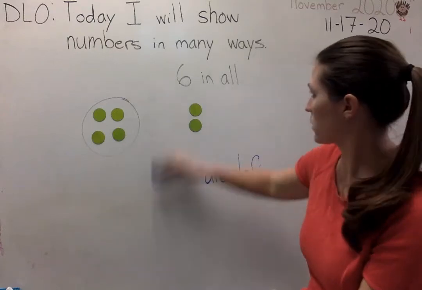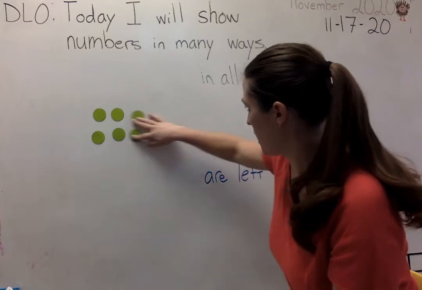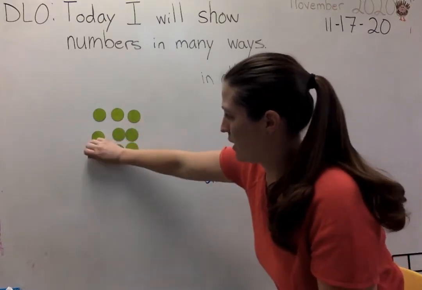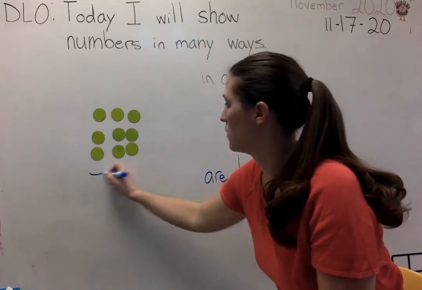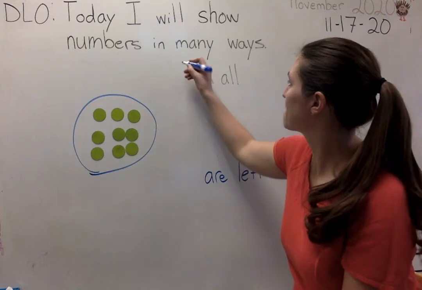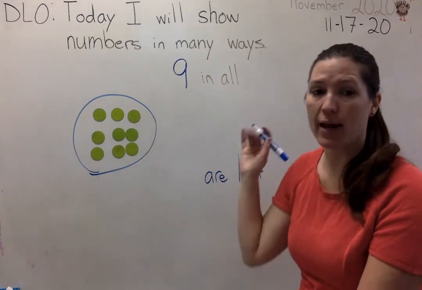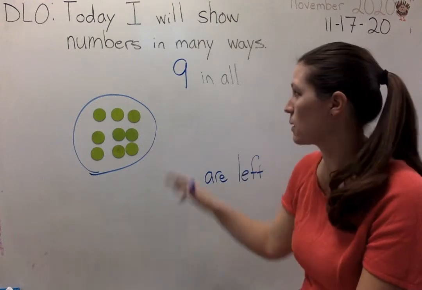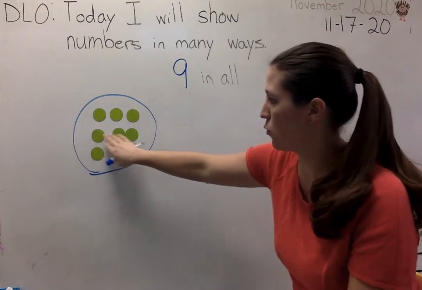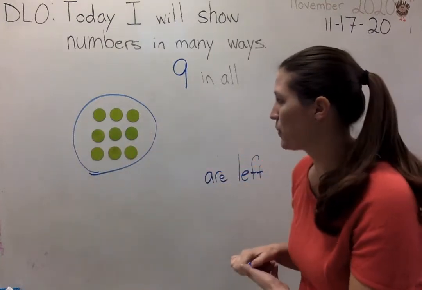Let's do another example. Let me make a bigger plate. I have 9 cookies. So I have 9 in all. That's how many I am going to start with. 1, 2, 3, 4, 5, 6, 7, 8, 9.